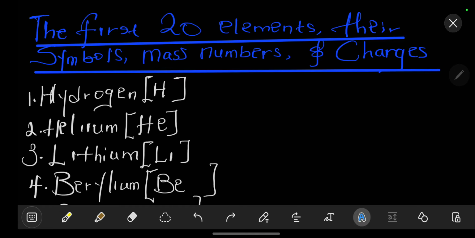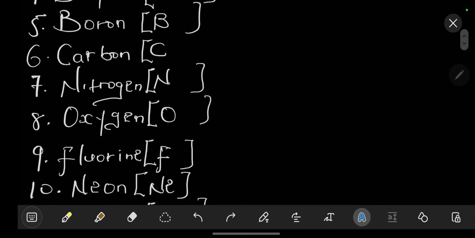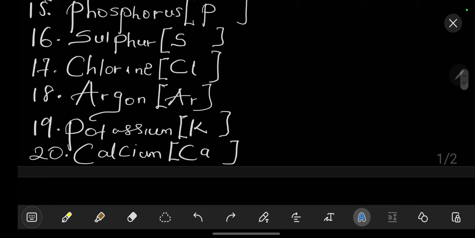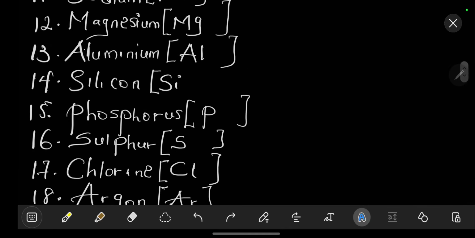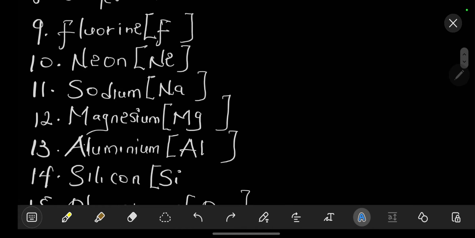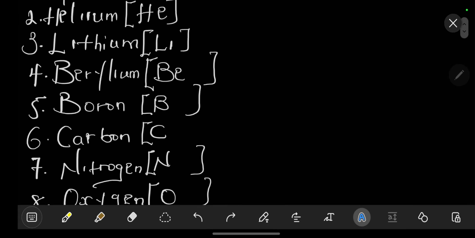Take the pointer right now. Hydrogen is 1, helium is 2, lithium is 3, beryllium is 4. So these, you see, are called the atomic numbers. So for you to remember the atomic numbers, you should be able to read the first 20 elements in the right order: hydrogen, helium, lithium, all the way down to calcium. When you read it in this order, you'll be able to get the atomic number with relative ease.